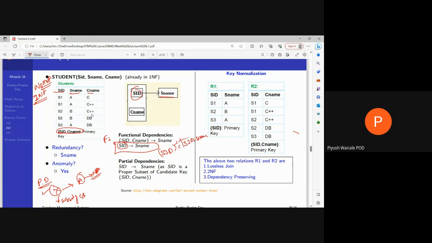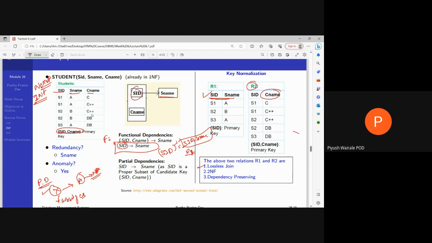So make this one table, say R1, and the other R2. So this is what we have done here. It is SID, S name. So this is R1, right? And in order to satisfy the lossless join condition, three conditions should get satisfied. First one is R1 union R2 must be R. So these two attributes are covered. Now the attribute remaining is CNAME, right? So in R2 CNAME will be there.